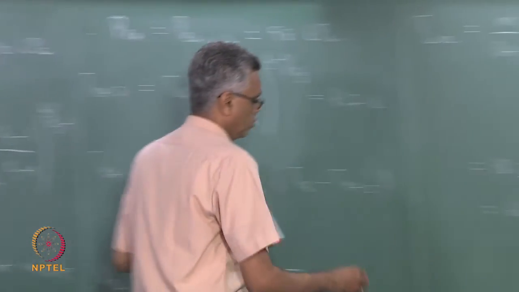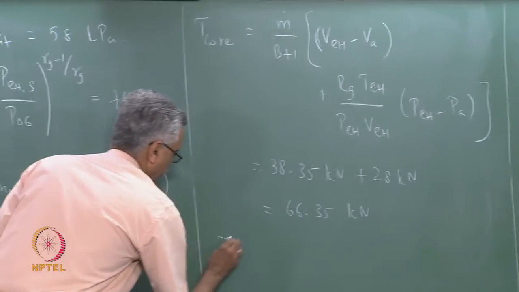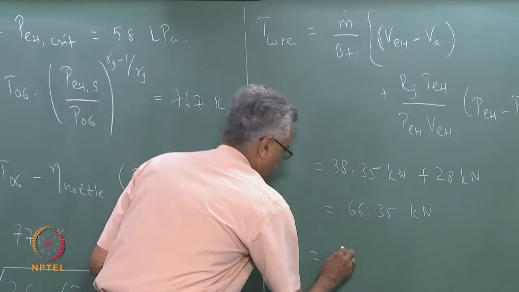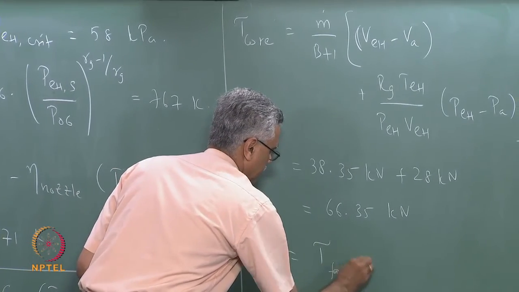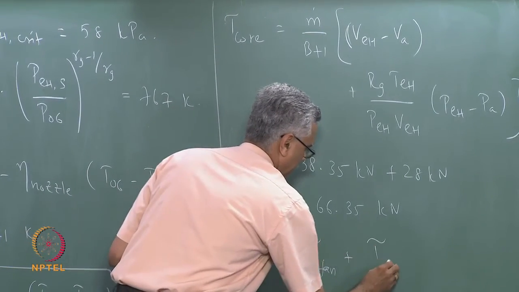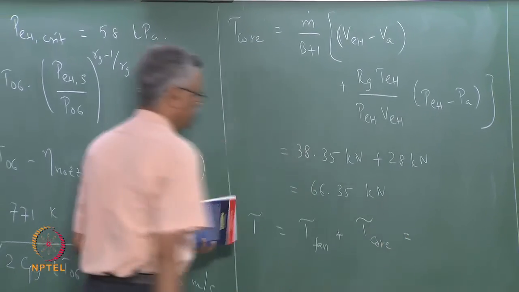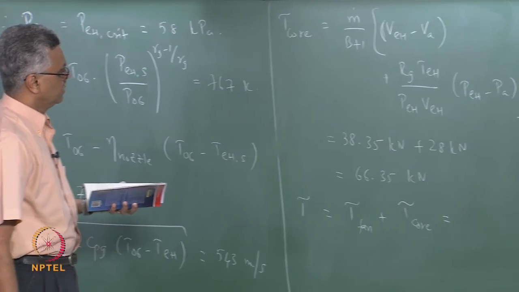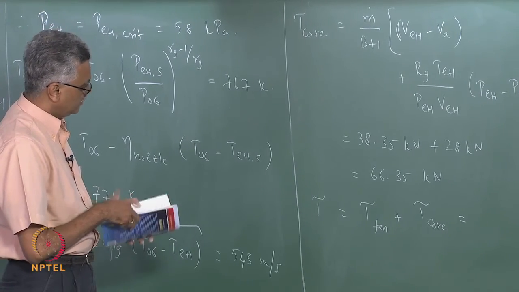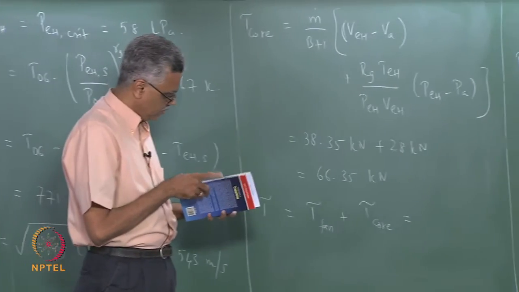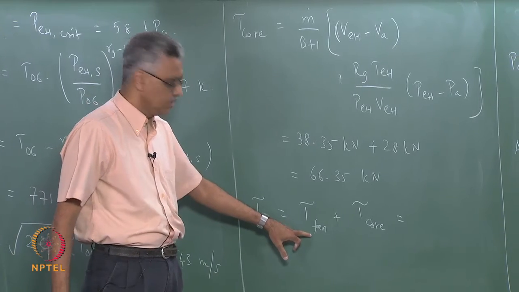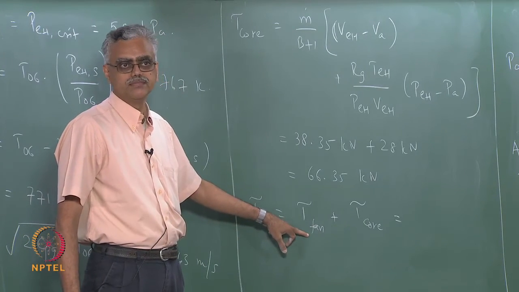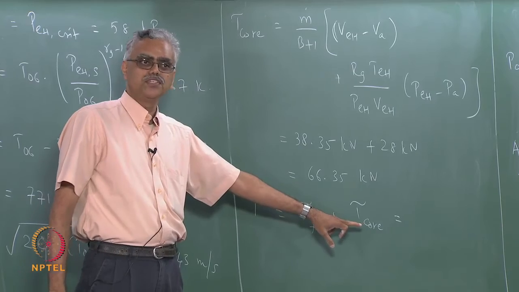So the total thrust T is equal to fan thrust plus core engine thrust, which works out to... the problem is the fan thrust. If you check back your numbers, you will see that the fan thrust was about 66 point something. So the core engine thrust is also 66 point something.